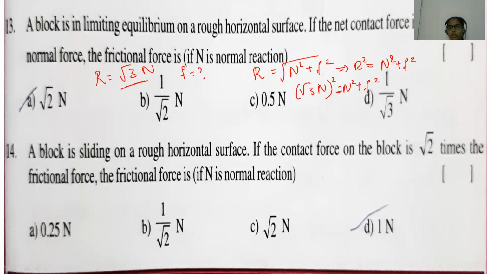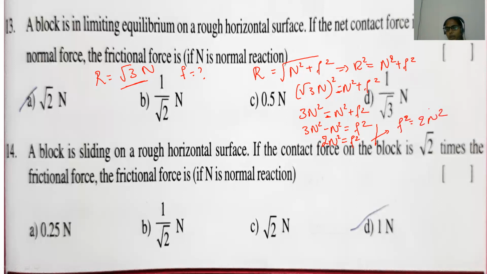So root 3 whole square, what will we get? 3 N square. Root 3 square is 3 only, N square is equal to N square plus F square. We want only F square, so send this one this side. So 3N square minus N square is equal to F square. 3 minus 1 is 2N square is equal to F square. What do you need to find? F. So F square is equal to 2N square.